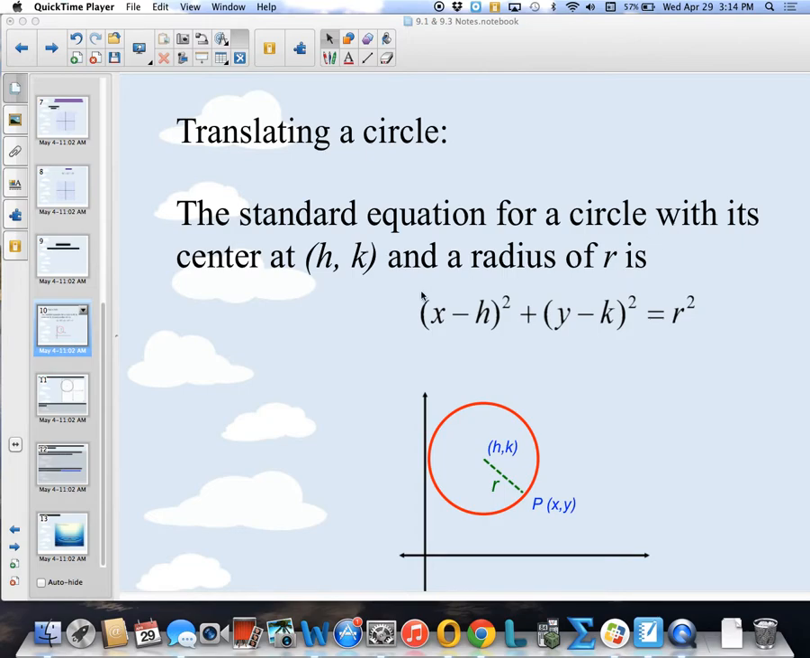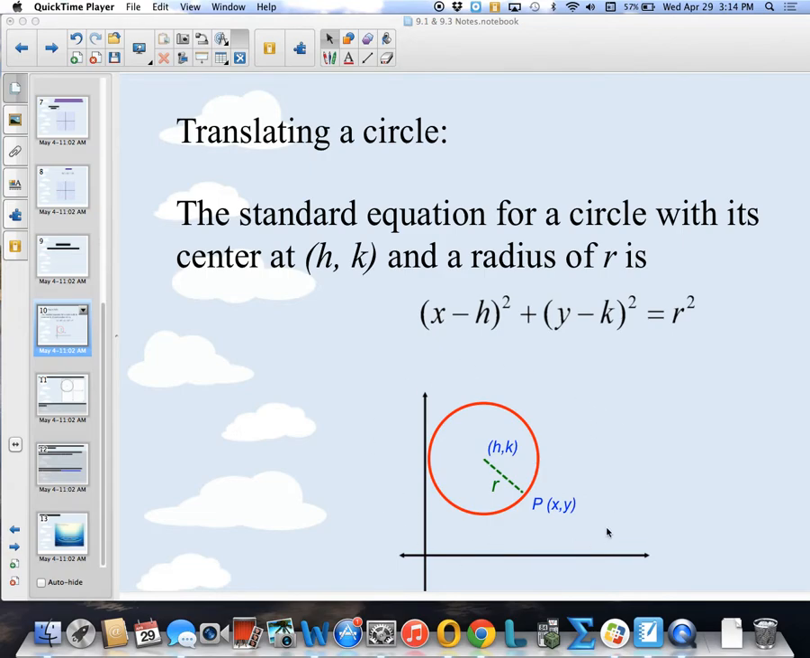Now this should be somewhat familiar. Don't h and k usually go together? Or, excuse me, h and x usually go together, and y and k usually go together. And so this is a minus inside the parentheses. So remember that everything inside the parentheses we're going to change signs for.